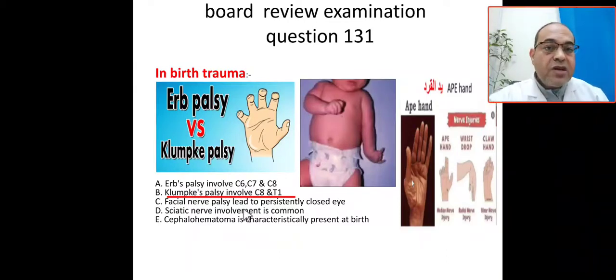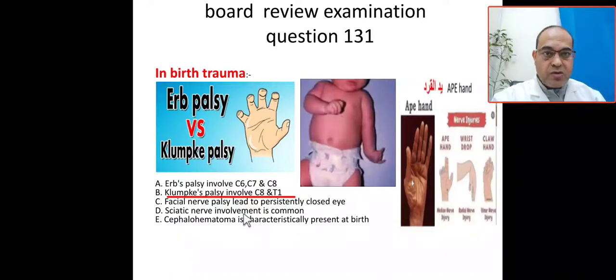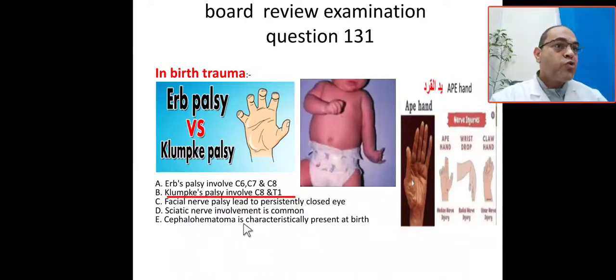The other option, facial nerve palsy leading to persistent closed eye, is not correct. Sciatic nerve involvement is common, this is not correct. Cephalohematoma is characteristically present at birth, no, it can present later. So how do we differentiate between Erb's palsy and Klumpke's paralysis?